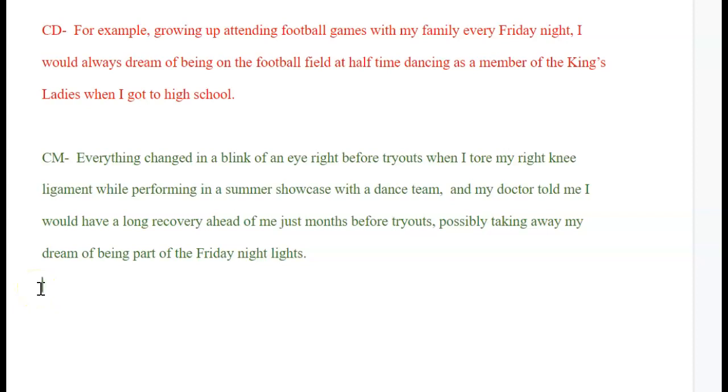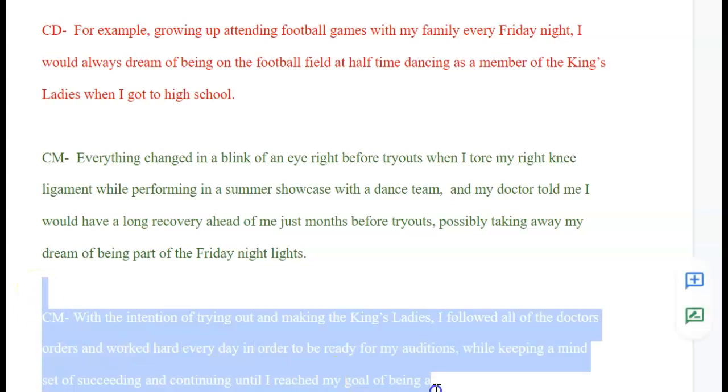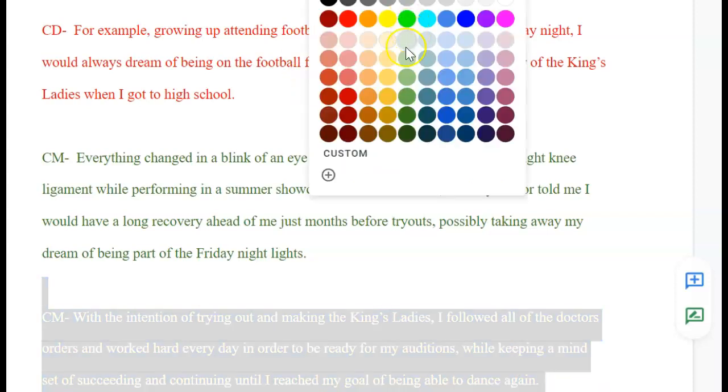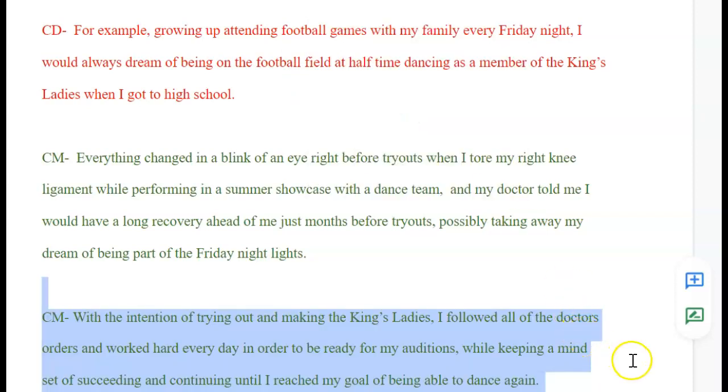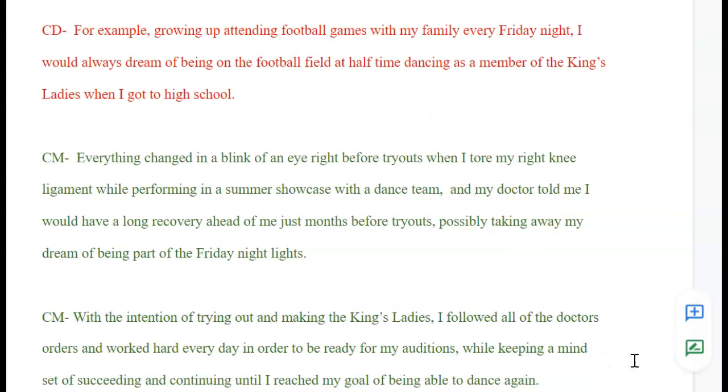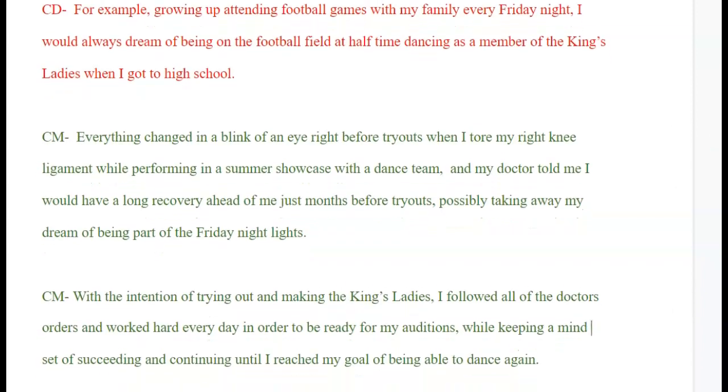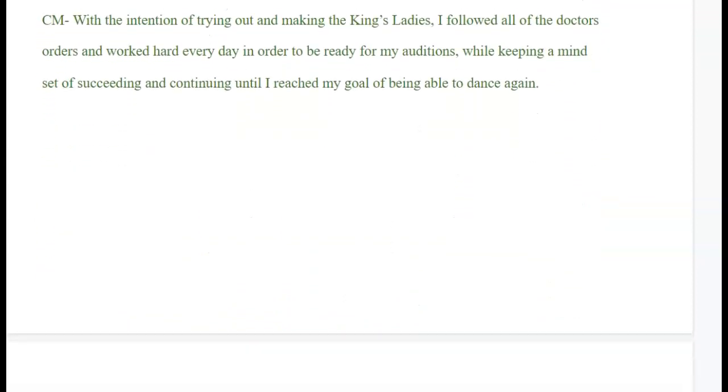Then I need to add one more commentary. Once again, my commentary sentence is green. With the intention of trying out and making the King's Ladies, I followed all the doctor's orders and worked hard every day in order to be ready for my auditions while keeping a mindset of succeeding and continuing until I reached my goal of being able to dance again. So all I'm doing is elaborating on my topic and my concrete detail.